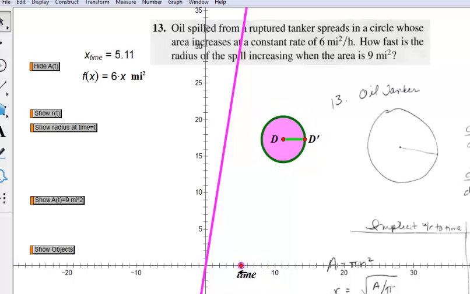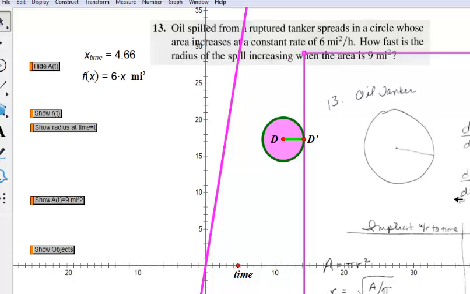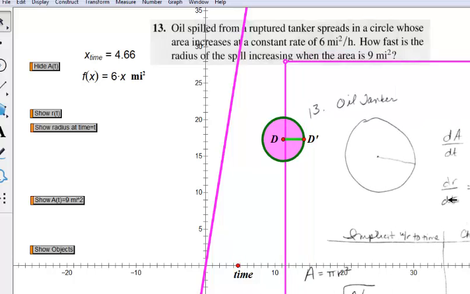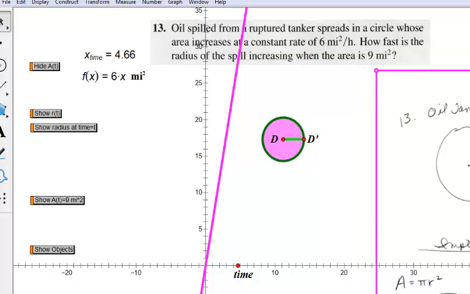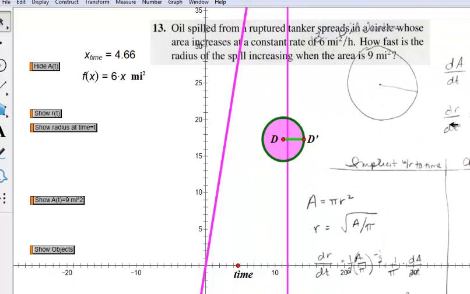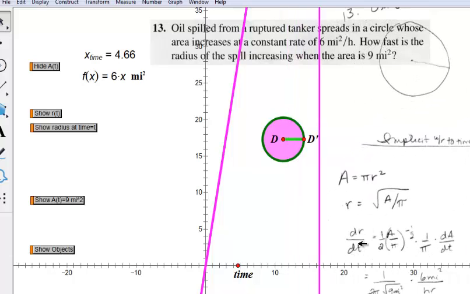So the most important thing to remember is that the letter on the bottom, in this case, is always going to be dt. The letter on the bottom is always the letter that's the actual variable. So here's our time. Now, the next thing we do is we actually want dr/dt. So we want to express the radius as a function of time. Notice here in implicit differentiation, that's what we're doing. We solve for r. r is the square root of A over pi. And then we take the derivative with respect to time.